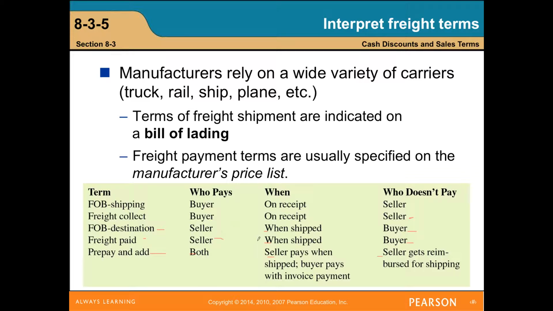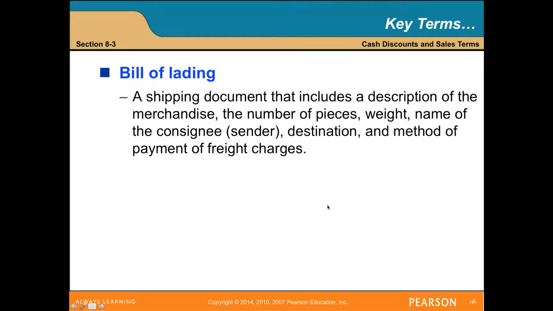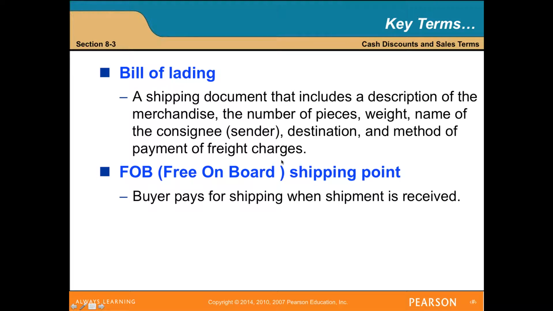So this is consistent with what was learned in the previous slides, that there is a differentiation when payment is due, on receipt or when shipped, a month from now, within a certain amount of days. So it's pretty consistent. A bill of lading is a shipping document that includes a description of the merchandise, the number of pieces, weight, name of the consignee, destination, and method of payment of freight charges.